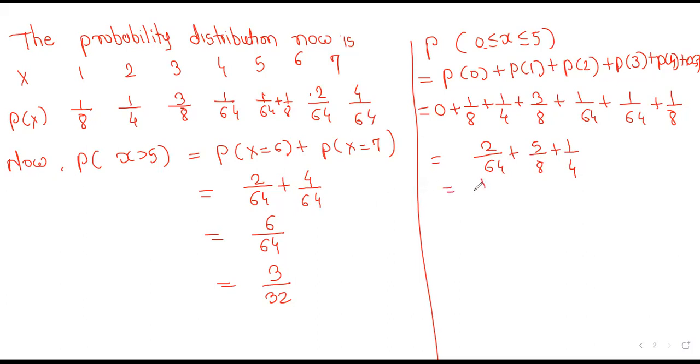This can be written as 1/32 plus 20 plus 28. Sorry, 20 plus 28 divided by 32. Right. So 29 divided by 32. This is the P of 0 less than or equal to x less than or equal to 5.